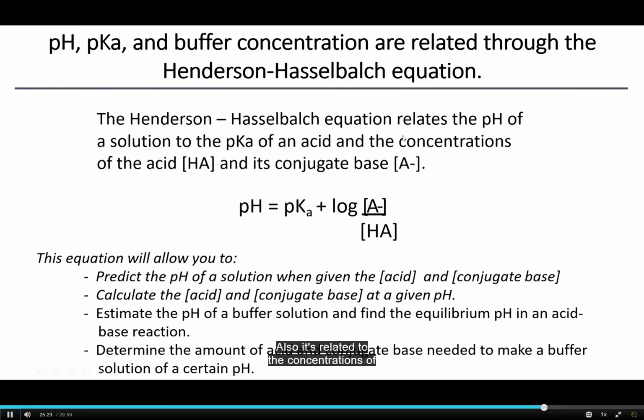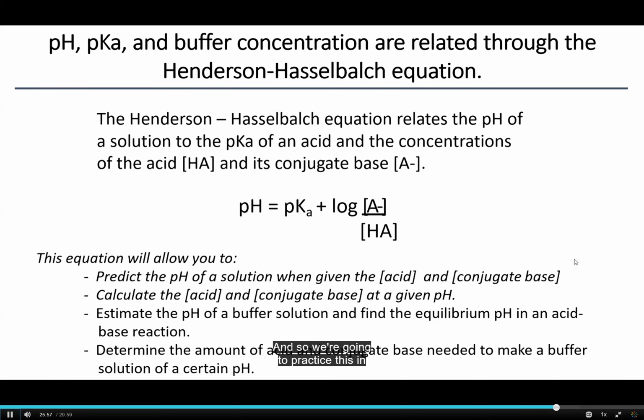Also, it's related to the concentrations of that acid and the concentration of its conjugate base. And so this equation is really versatile. It can allow you to predict the pH of a solution when given the concentrations of acid and base in that solution. It can help you calculate this value at a given pH. It can help you estimate the pH of a buffered solution and find the equilibrium pH. It's very versatile, can do a lot of things. It can help you predict at what pH your acid is going to lose its proton and so on.